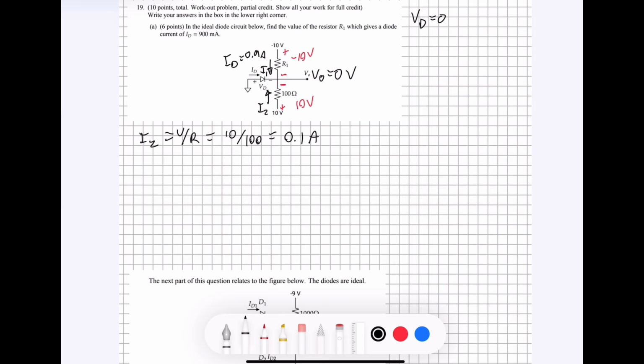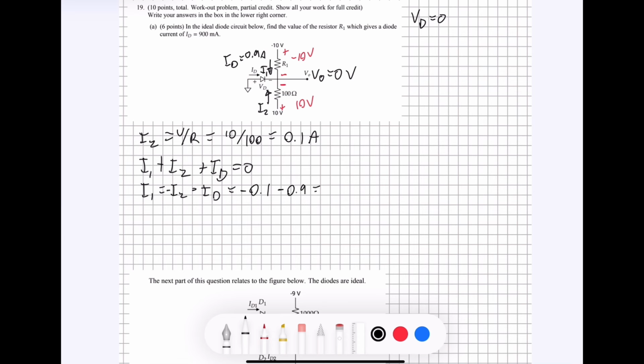Now, in order to determine what I2 is, we've got to sum the currents that we have so far, ID, I1, and I2. So I1 plus I2 plus ID, all of that is equal to 0. That gives us I1 is equal to negative I2 minus ID. And that is going to be negative 0.1 amp minus 0.9 amps.